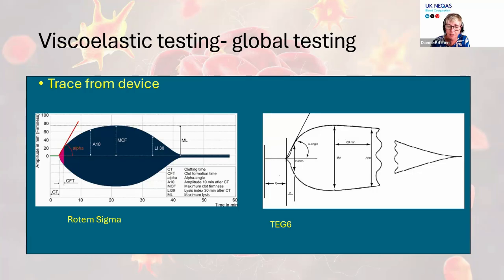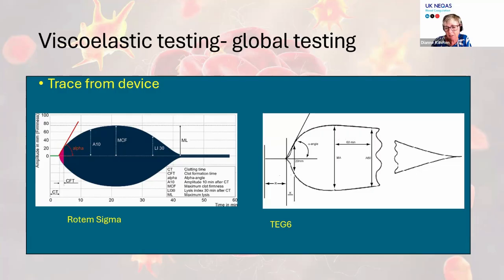There's a lag phase in both where we're waiting for clotting to start, and then you get the initial burst of coagulation. For the Sigma, that's called the CT, the clotting time, and for the TEG6, it's the R time. Then we've got the time it takes for the clot to form to 20 millimeters, which is how it's measured in this particular test. That's the CFT for the Sigma, clot formation time, or the K time for the TEG.